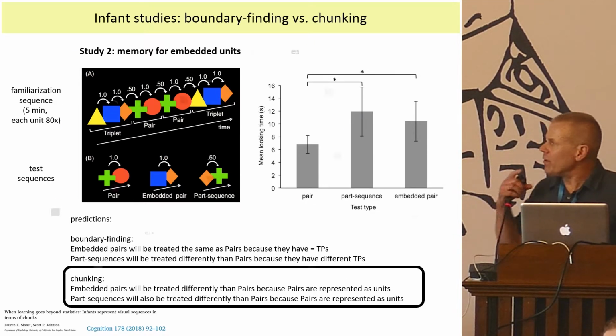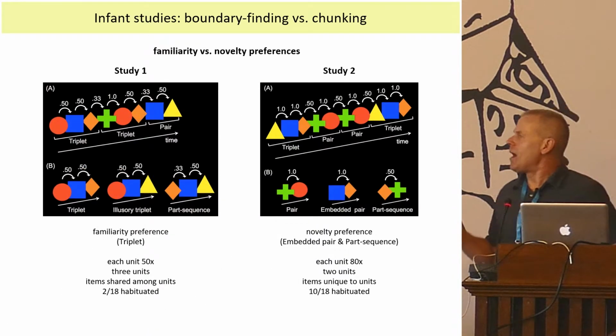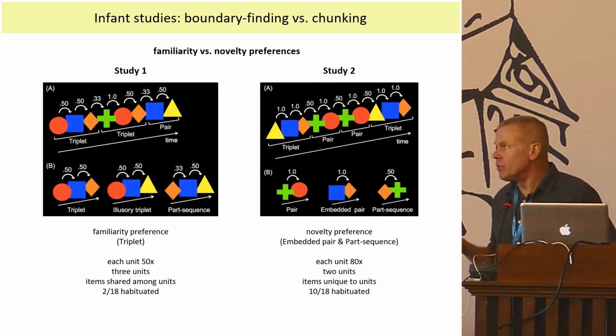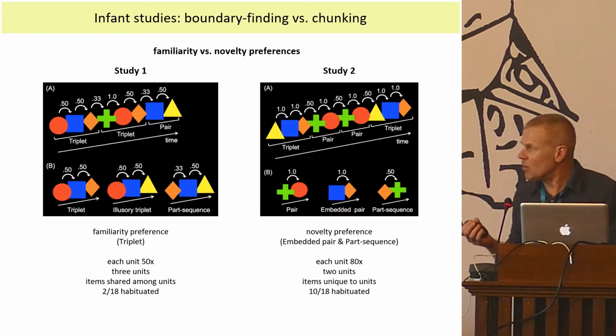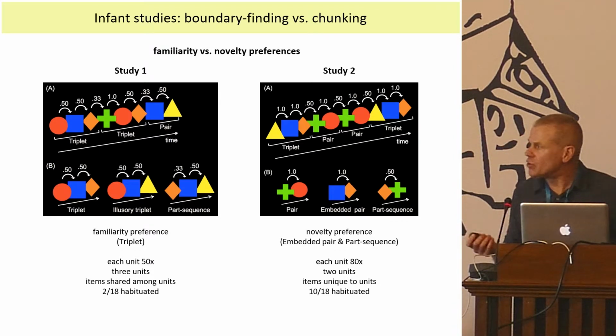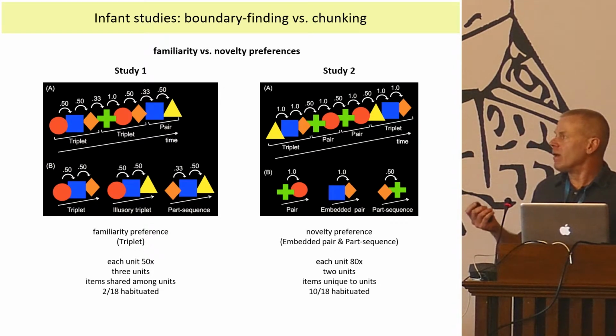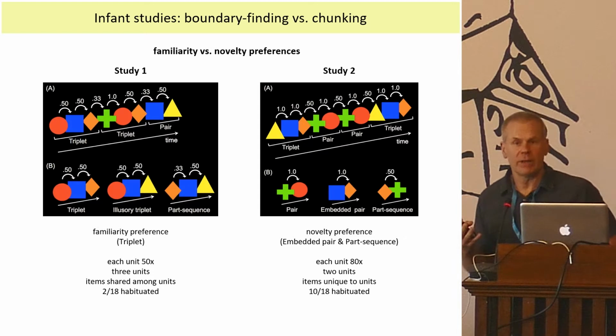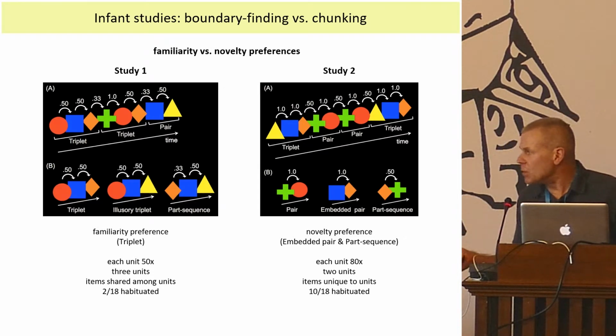Now, it's important to point out that we found a familiarity preference in study 1 and a novelty preference in study 2. And Lauren and I, in the paper that we wrote, it came out in 2018, we suggested that the babies in study 1 showed a familiarity preference because the task was really quite complicated. And in fact, very few of the babies habituated.